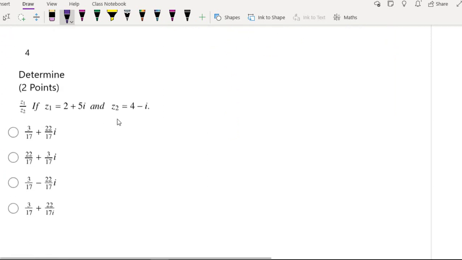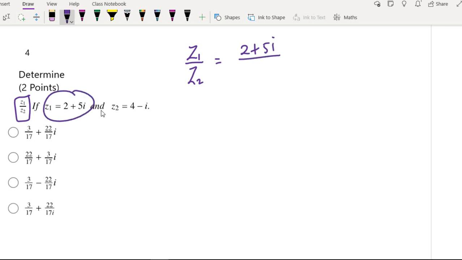Number 4. Okay. Find Z1 over Z2 if Z1 is equal to 2 plus 5i, Z2 is equal to 4 minus i. So you have to divide between Z1 and Z2. Okay, first thing you need to multiply by the conjugate of the denominator. The conjugate is 4 plus i over 4 plus i. So if you cancel, you get 1.